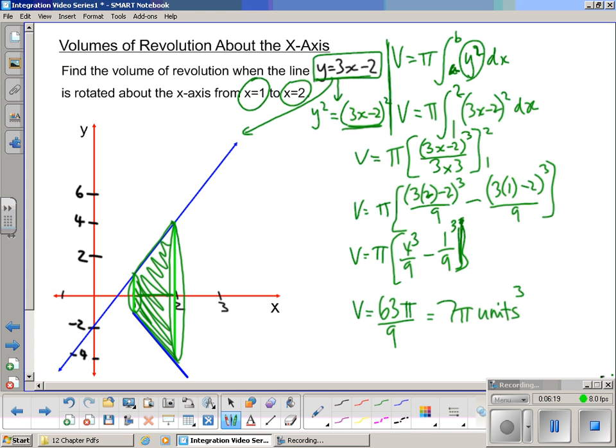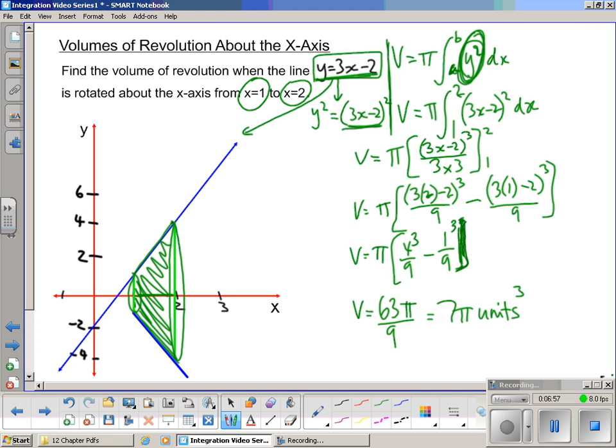So let's just recap. We took our line formula of y equals 3x minus 2. We squared that because we wanted to insert it into this formula as a y squared expression. Then we integrated, subbed in the x values of 2 and 1 that came from the question, and basically processed our numbers through our volume of revolution formula. If you take care with the algebra, it should all work out quite nicely. I hope your working out's a bit neater than mine. That's a total mess, that bit there, but still.